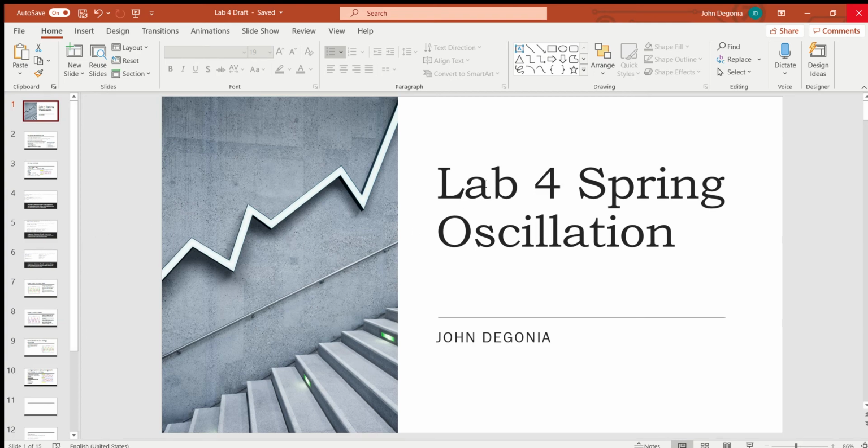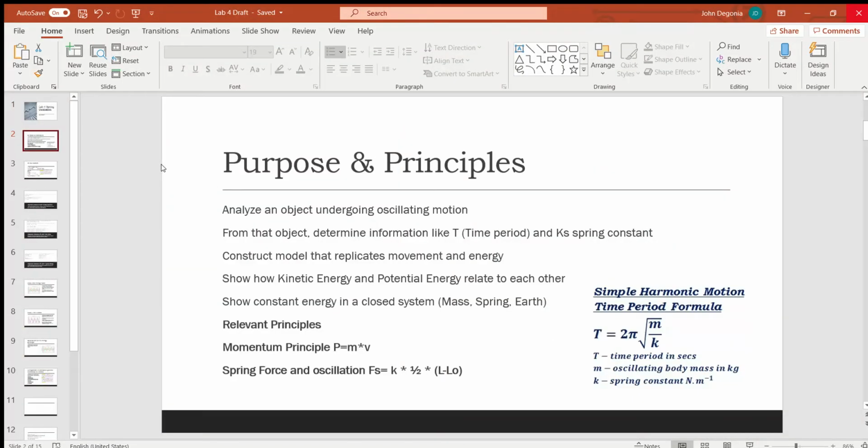I'm John DeGonia. This is my lab for spring oscillation presentation. The purpose of this lab is that we'll be analyzing an object undergoing oscillating motion, and then from that object we'll be determining information like the time period and the spring constant.